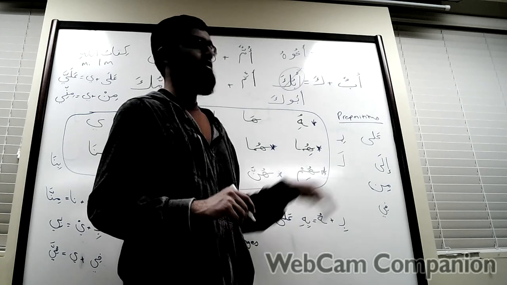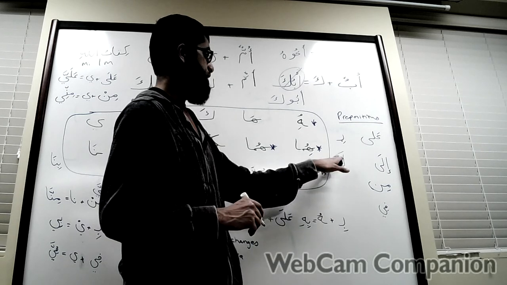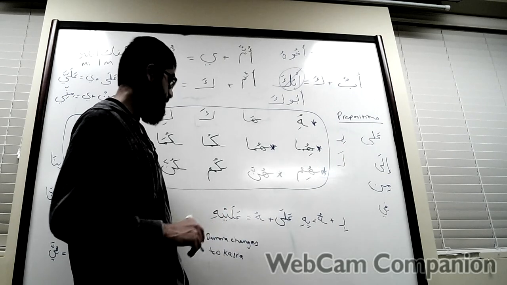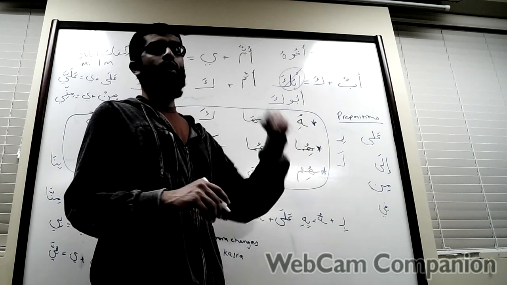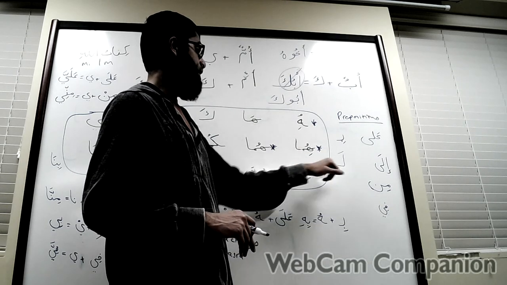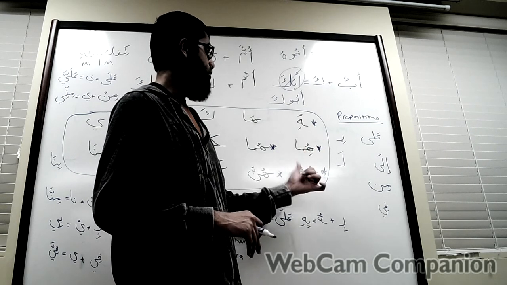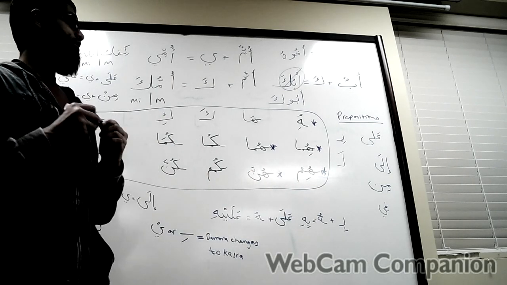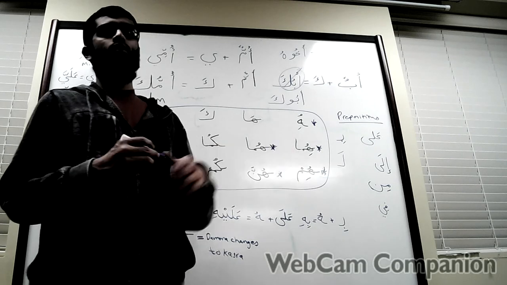You use la. Okay, and then obviously since it's not kasra or ya with a sukun, you don't change it to li for lahi. You say lahu, and then lahuma, and lahum. This is just for la.